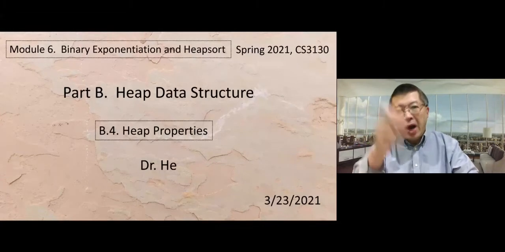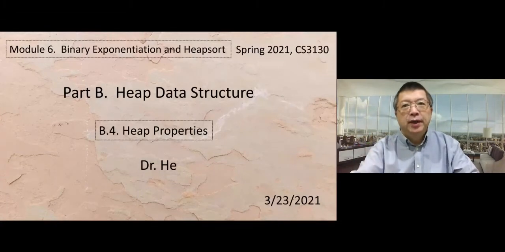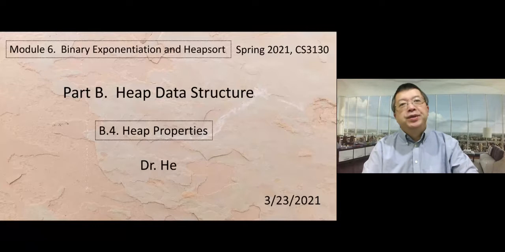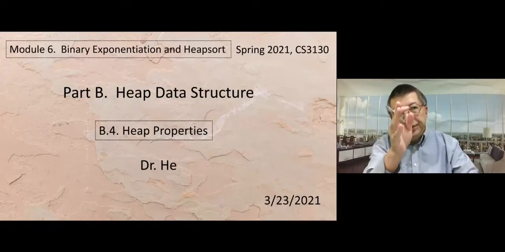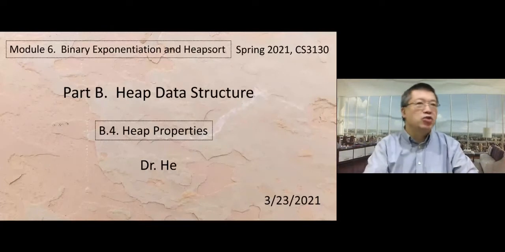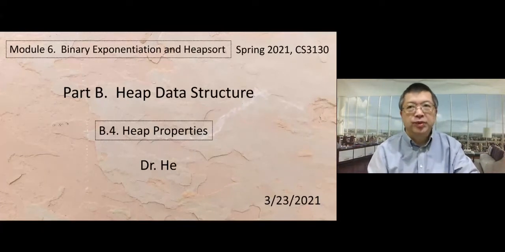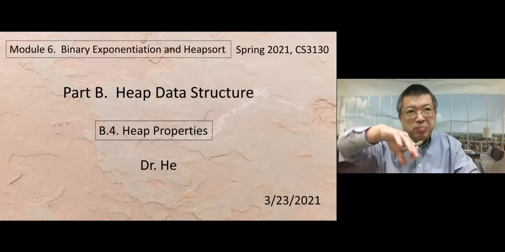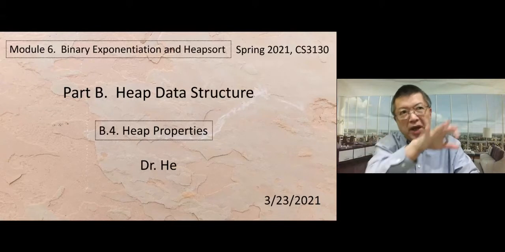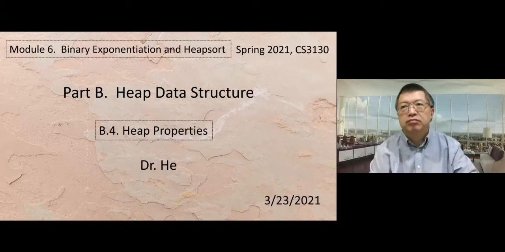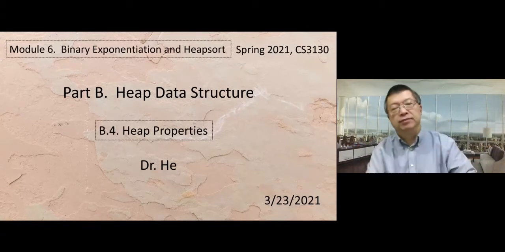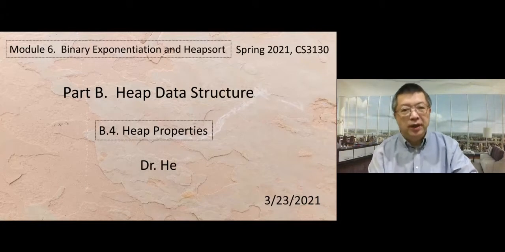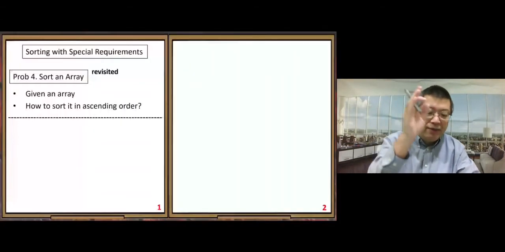2.4, heap properties. Now we need to study, in order to make the heap data structure help us do some special data organization, we need to provide it. We need to assign some special property to the heap. So let's look at that part.